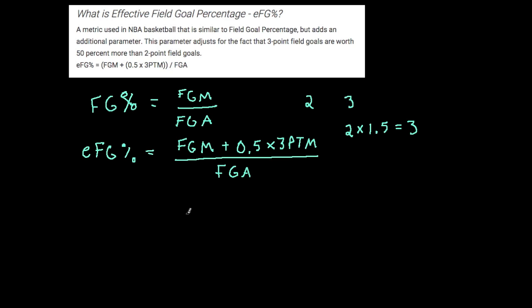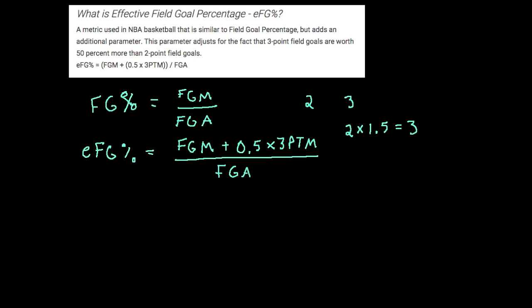So they also could have written it as, instead of that, if they wanted to, they could have put 2-point field goals made plus 1.5 times 3-point field goals made. And really, instead of doing this 1.5 times the 3-point field goals made, they just said, okay, let's call every field goal made, lump it all together, and then just add 0.5 for all the 3-point field goals made. So I think that makes pretty good sense. But anyhow, let's look at a couple examples.